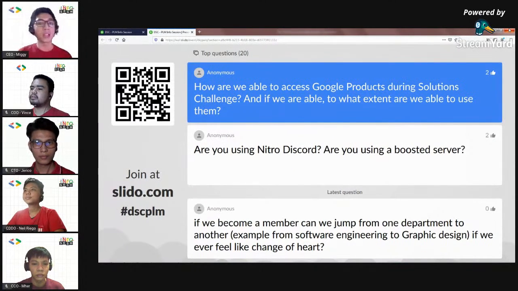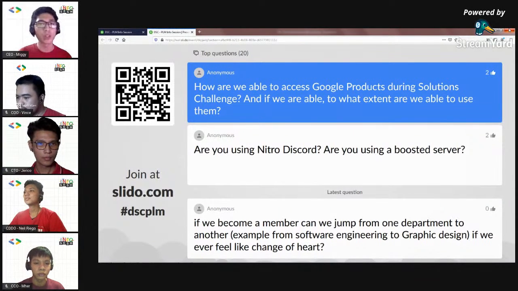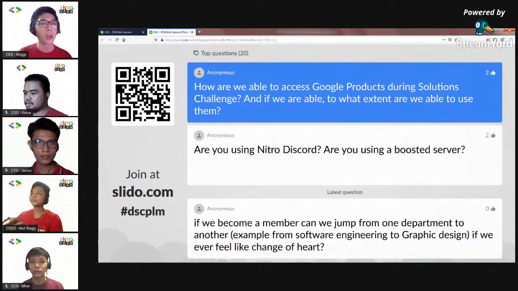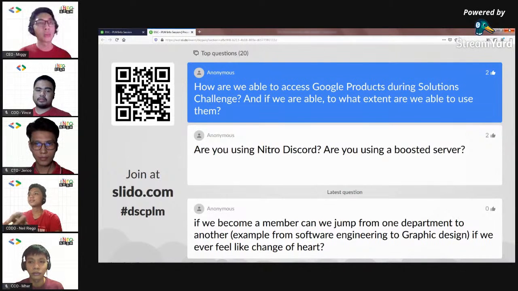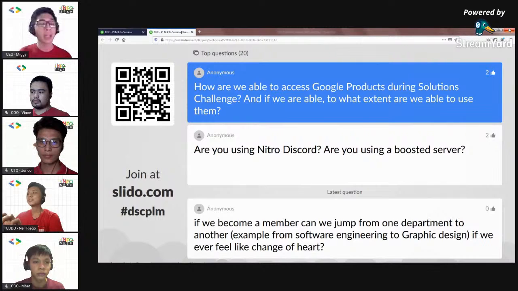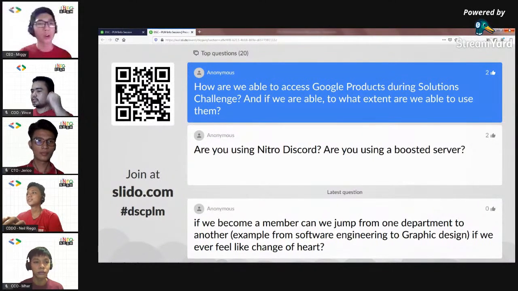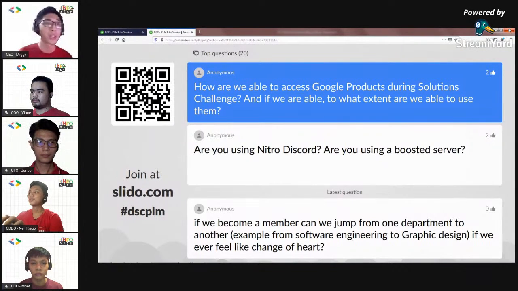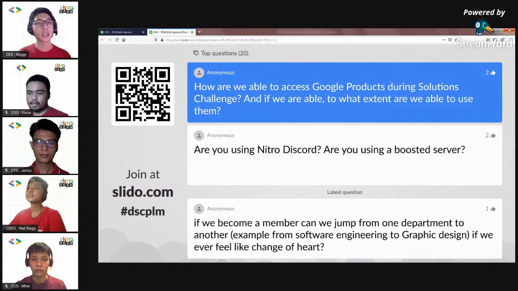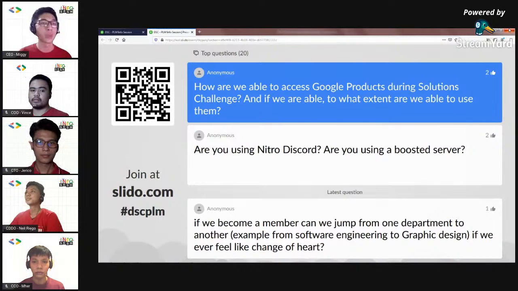So next one, how are we able to access Google products during Solutions Challenge? And if we are able, to what extent are we able to use them? So actually, Google provides like student package or maybe like a starter packs when it comes to using various Google technologies. So usually those are the resources na ginagamit ninyo during a certain solutions challenge. So yeah, but to cut it short, the resources are just readily available for use whenever needed.